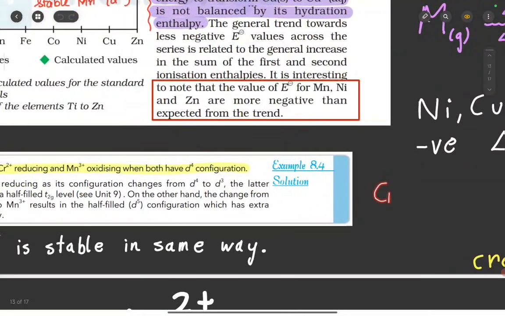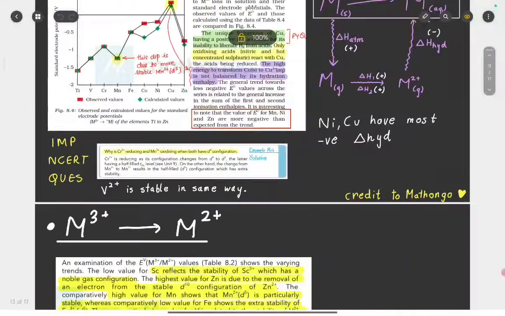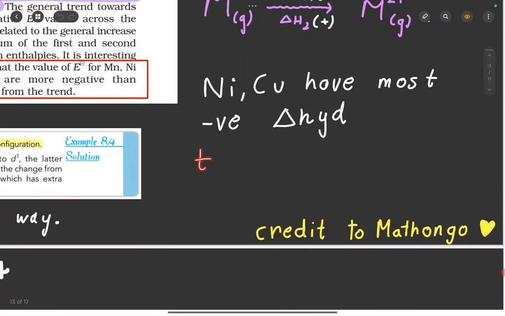Okay, chromium 2 plus is not stable despite having a d4 configuration, and Cr3 plus is more stable. Now this is basically its reason using t2g. Like t2g, how do I explain it to you? D orbitals, there are 5 types of d orbitals, t2g and eg. 3 of them are in t2g and 2 of them are in eg.